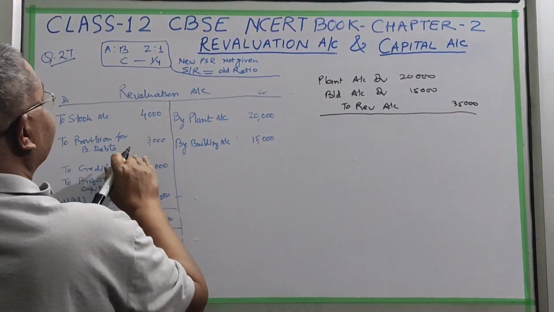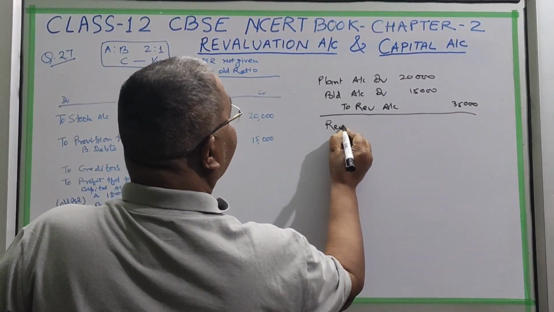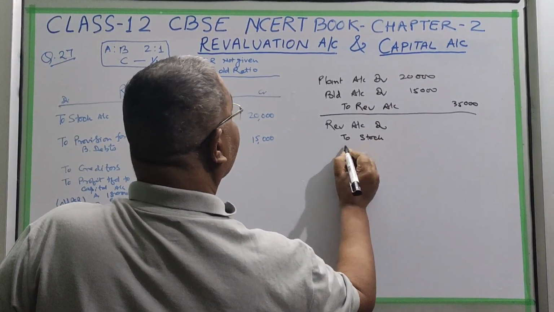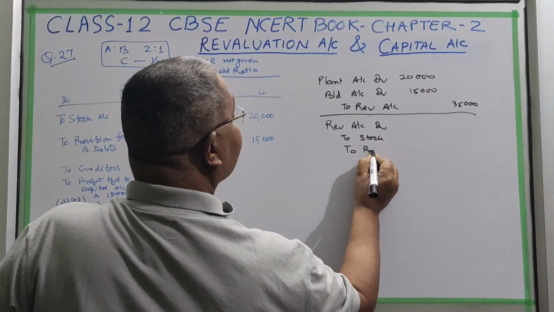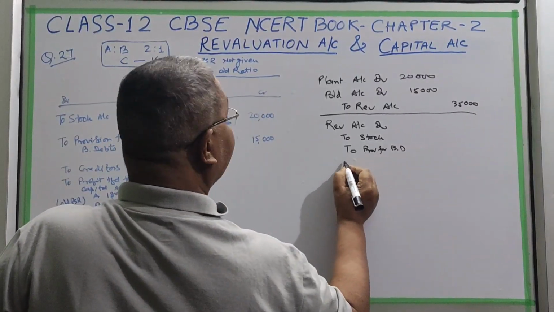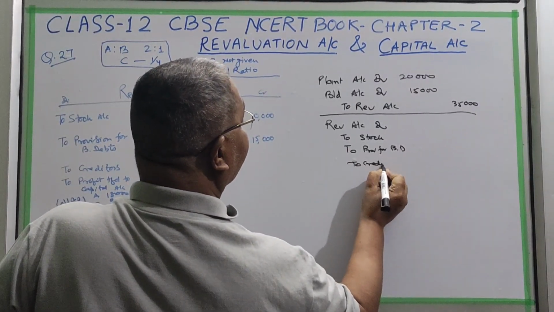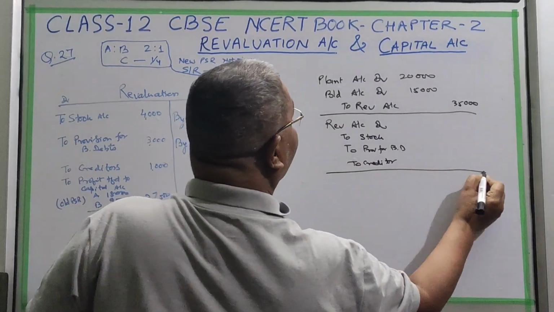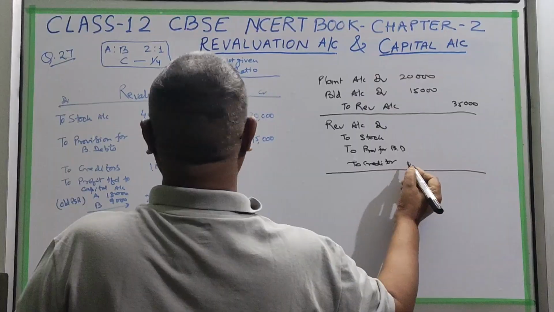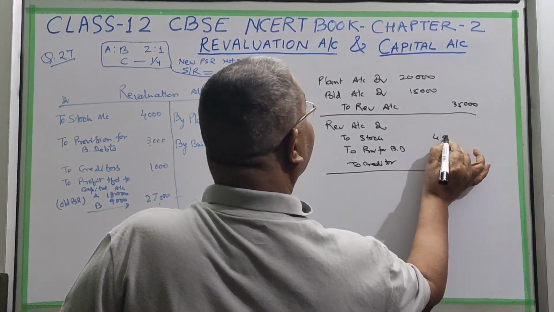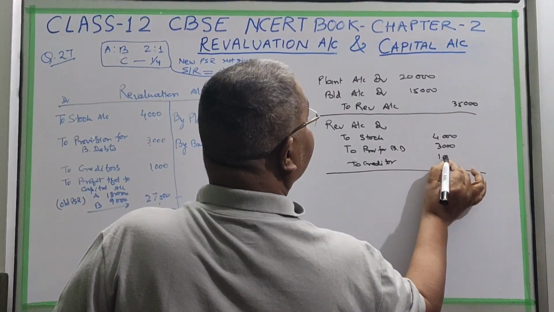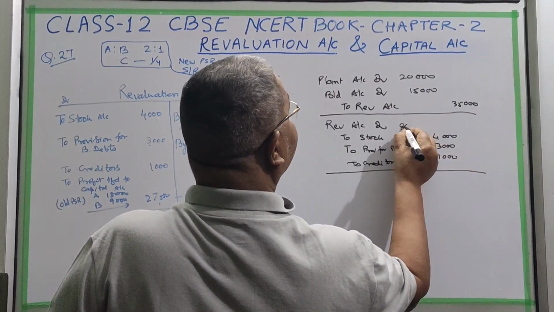Now all this side of entries: revaluation account debit to stock, to provision for bad debts, to creditors. Here assets decrease and provisions made, so this will be your narration. The stock is 4,000, 3,000 is provision for bad debts and 1,000. So that is 8,000 here.